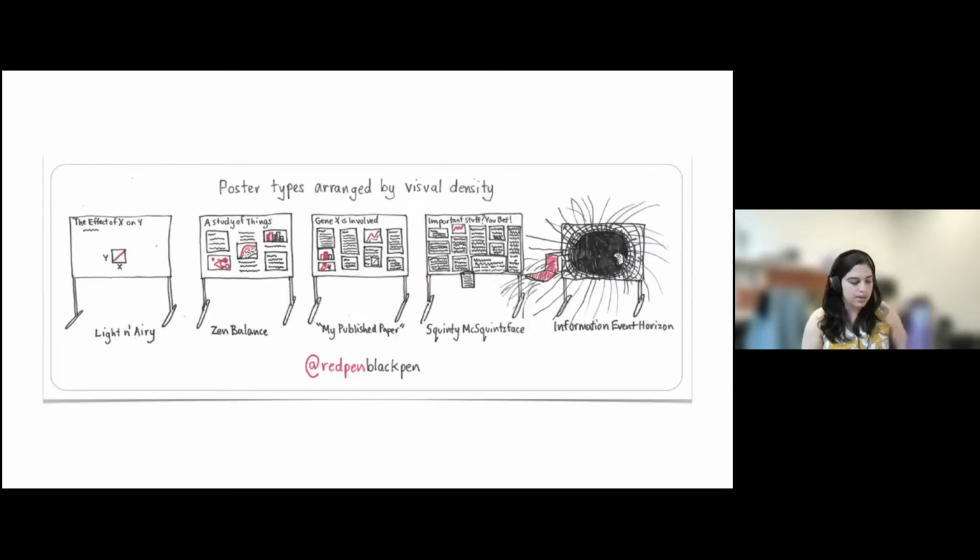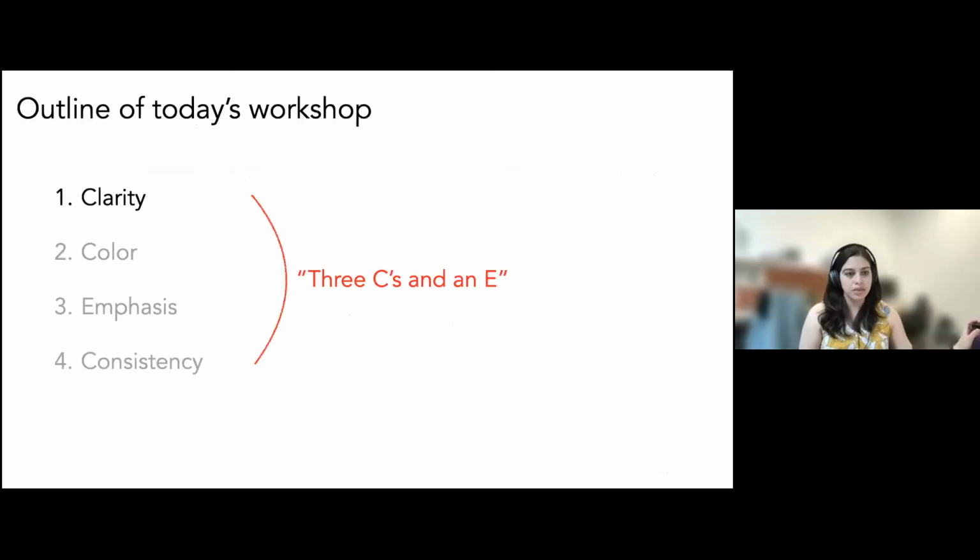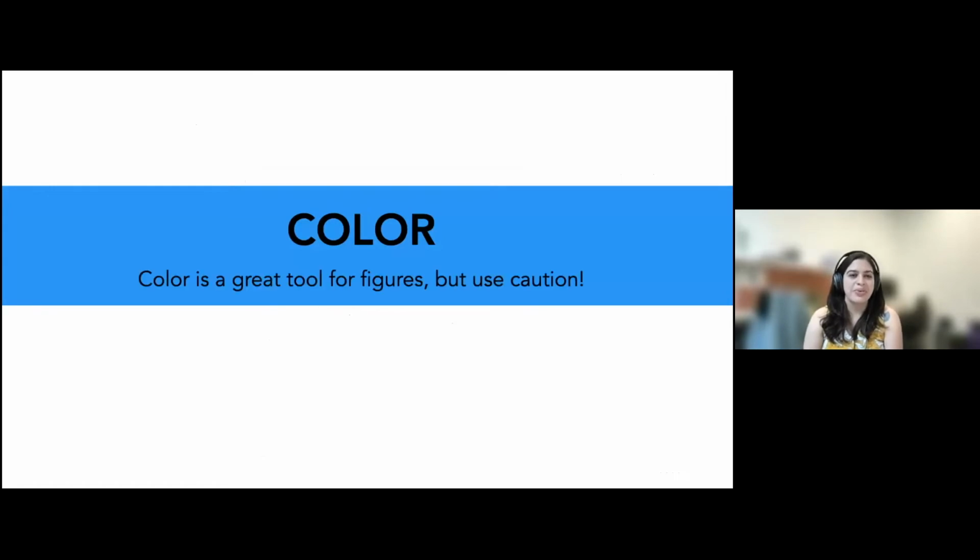And we're going to go on to talk about color next. So we've talked about clarity, and now we're going to talk about the second C, color. Color is something that people really like to use. It really is a great tool. We'll talk here at the end about some cautions and some precautions you might want to take.